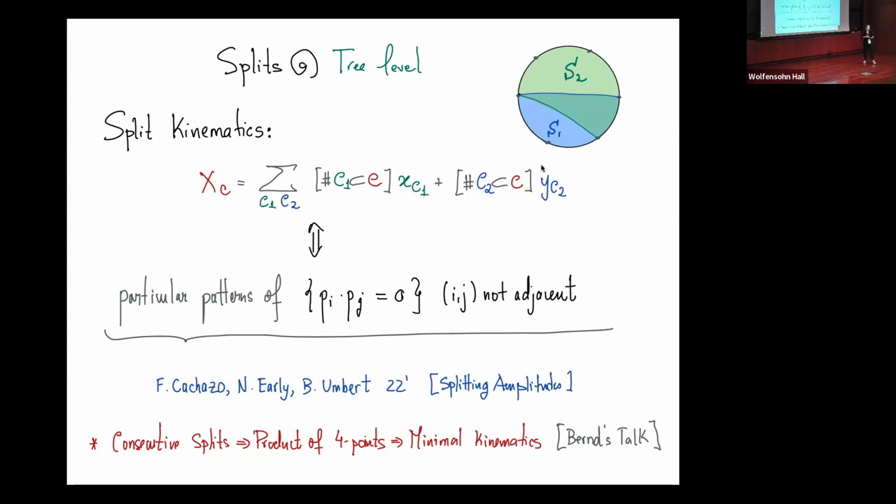we're going to end up imposing some linear constraints in the x's. And it turns out that we can reinterpret these constraints as setting a particular pattern of these pi·pj to 0 for i and j not adjacent. And then we can very nicely conclude that these splits that we're observing are precisely those that were observed a few years ago by Freddy, Nick, and Bruno. On top of that, of course, you can consecutively split and split and split until the last part, where we're just left with a product over 4 points. And this very nicely agrees with the minimal kinematic limit that Bernd talked about in the morning.